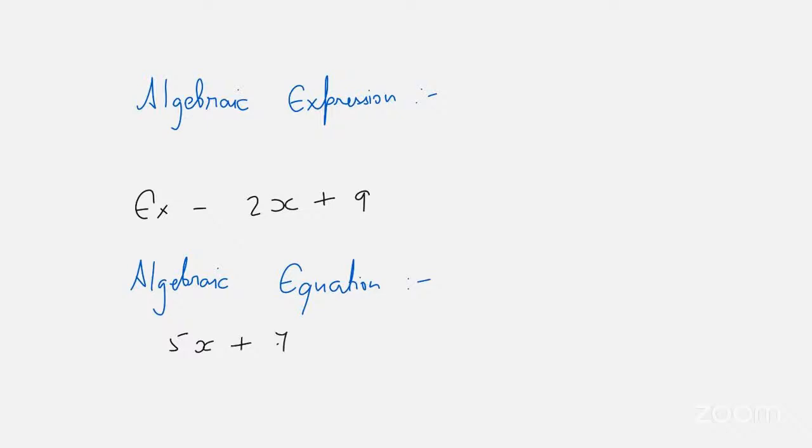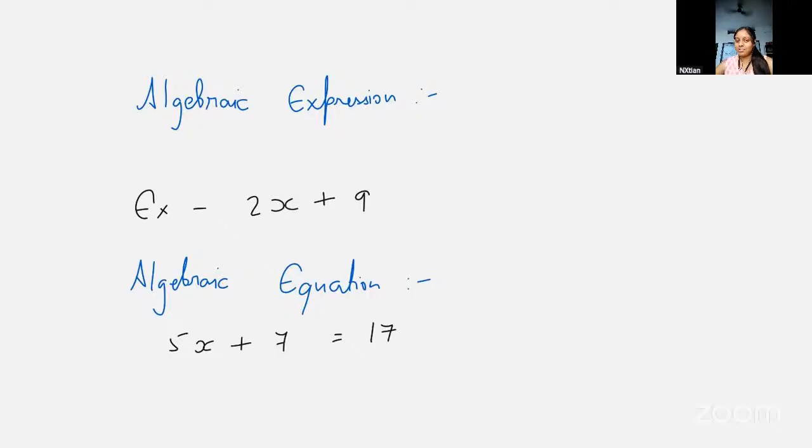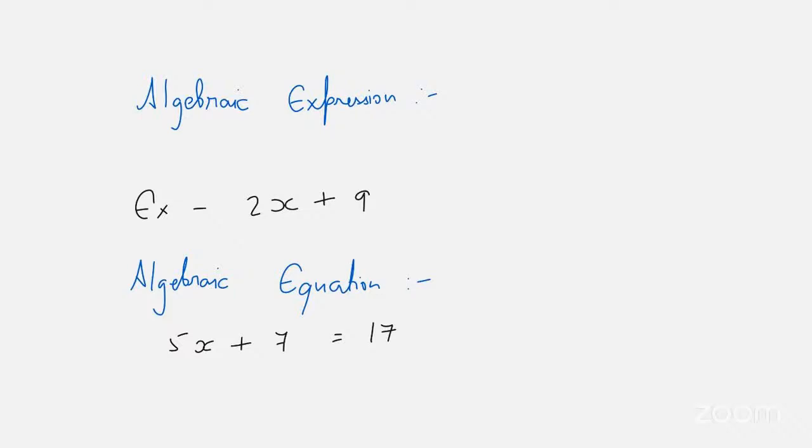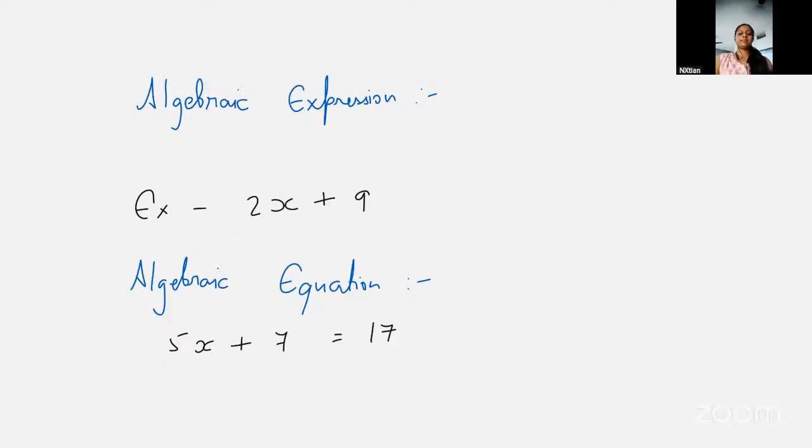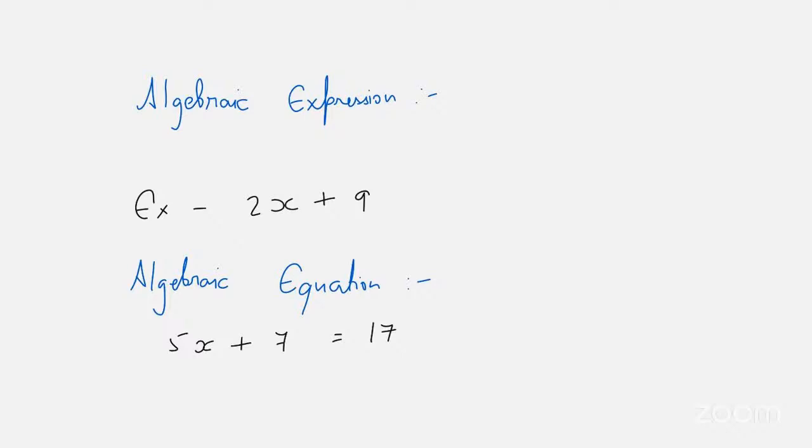Now take a look at an algebraic equation. 5x plus 7 equals 17. What is the difference that you can see in both of these? See, in the first one, in the algebraic expression, you can see that, just give me a minute.